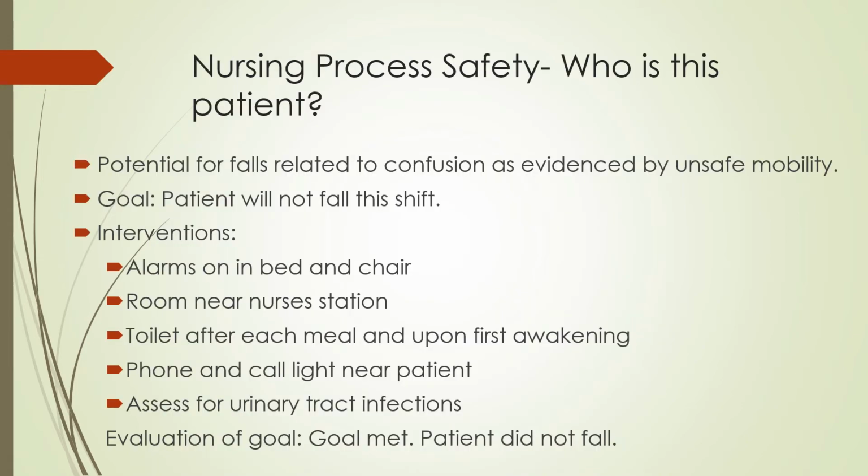Look at this, you guys. So here's the nursing process, and you'll write so many of these, your head will swim. This is the nursing diagnosis: potential for falls related to confusion as evidenced by unsafe mobility. The goal: we want our patient to not fall this shift. The interventions are, what am I going to do to prevent that patient from falling? In this patient's case, I'm going to put alarms on the bed and chair, have the patient's room near the nurse's station, toilet after every meal and upon first awakening, keep the phone and the call light near the patient, and assess for urinary tract infections.